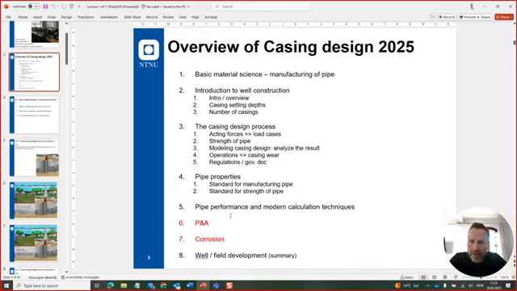This one is, well, one of my beloved parts of this class. Last year we added P&A and what it means to casing design, and we also added the topic of corrosion. And how do we do with casing design and the difference between a field development and looking into each individual wells.